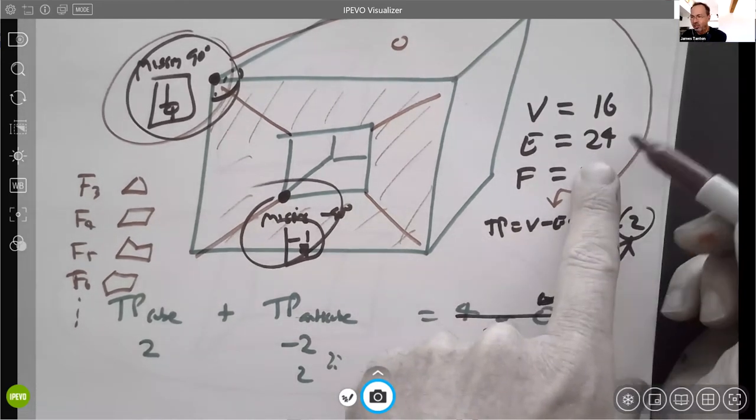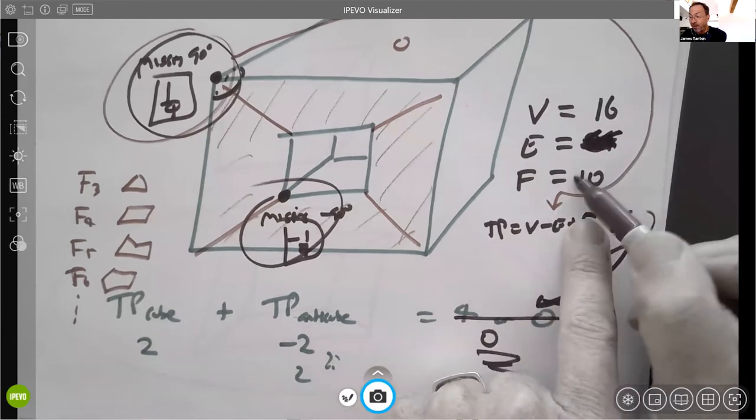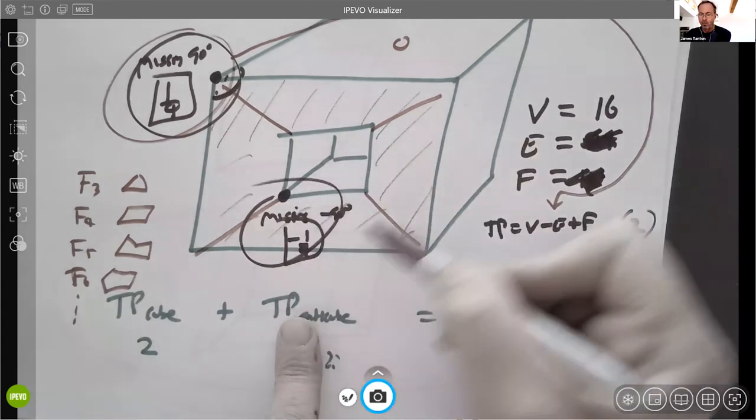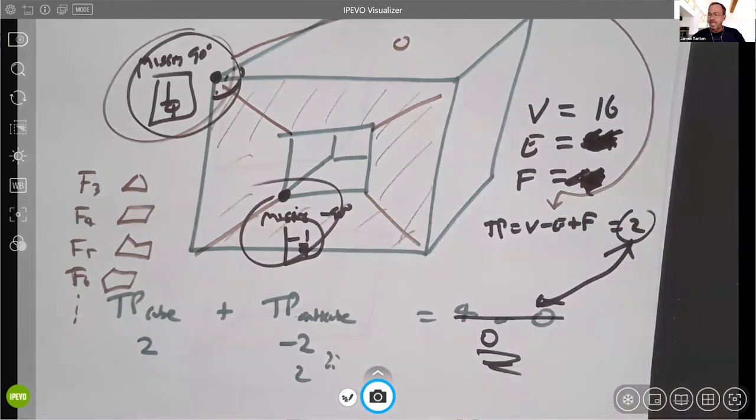I think I've changed the number of edges. So what's the new number of edges? And I did change the number of faces, because now I've added this one hole that we count, this one region we were calling one face before is now four faces. So the numbers E and F are going to adjust. So what's the new number of edges?